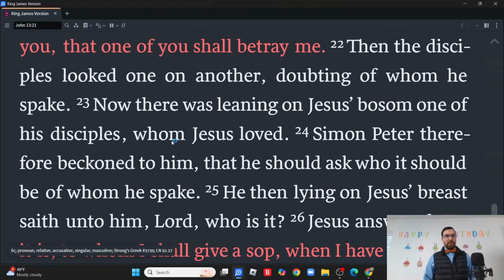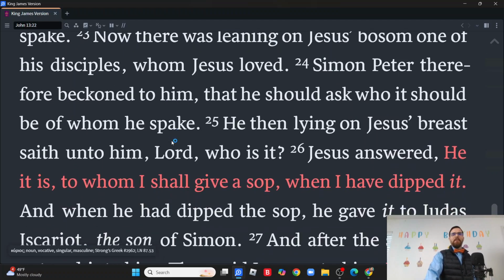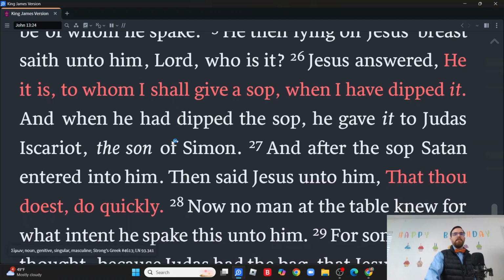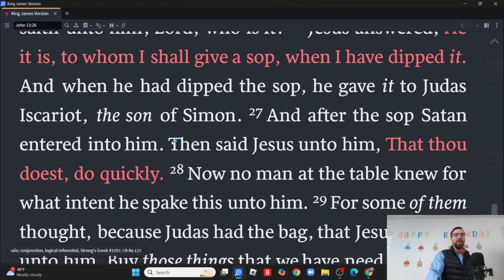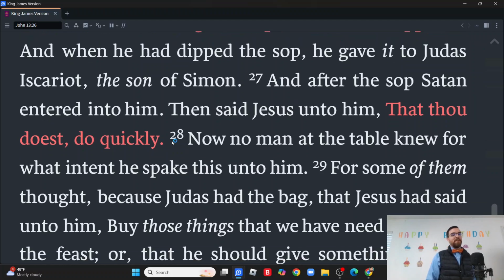Then the disciples looked one on another, doubting of whom he spake. Now there was leaning on Jesus' bosom one of his disciples, whom Jesus loved. Simon Peter therefore beckoned to him, that he should ask who it should be of whom he spake. Then he, lying on Jesus' breast, saith unto him, Lord, who is it? And Jesus answered, He it is to whom I shall give a sop when I have dipped it. And when he had dipped the sop, he gave it to Judas Iscariot, the son of Simon.